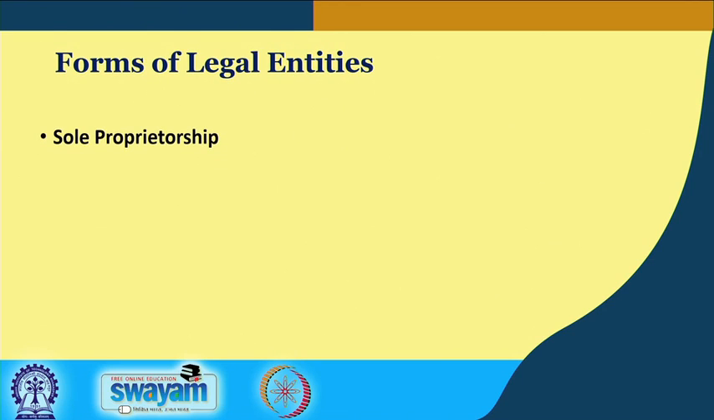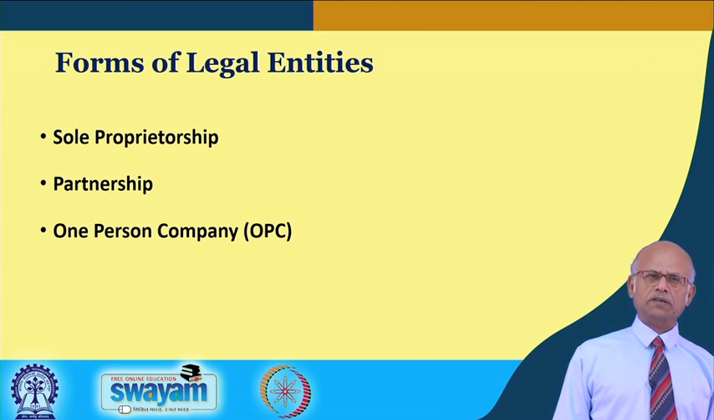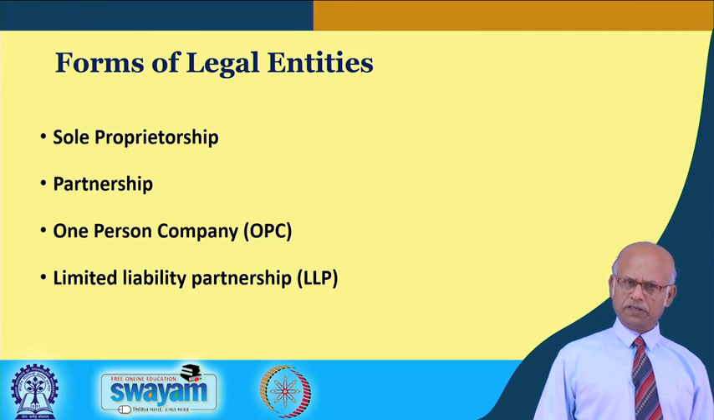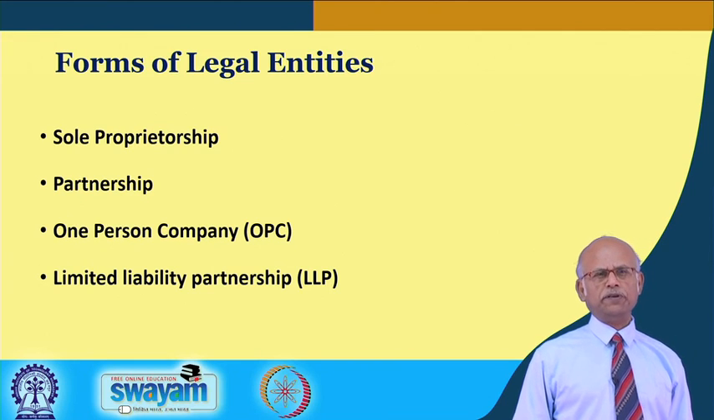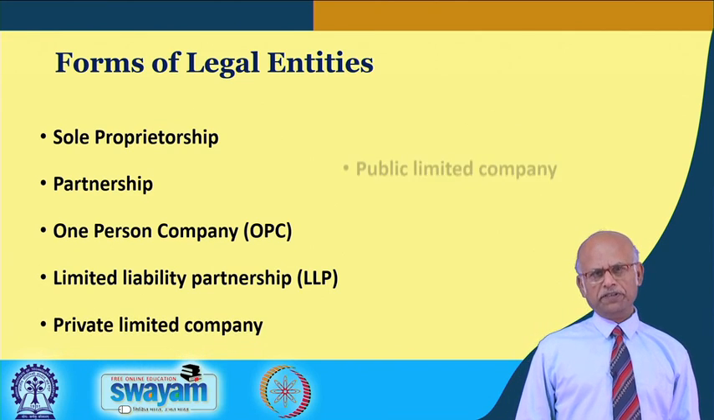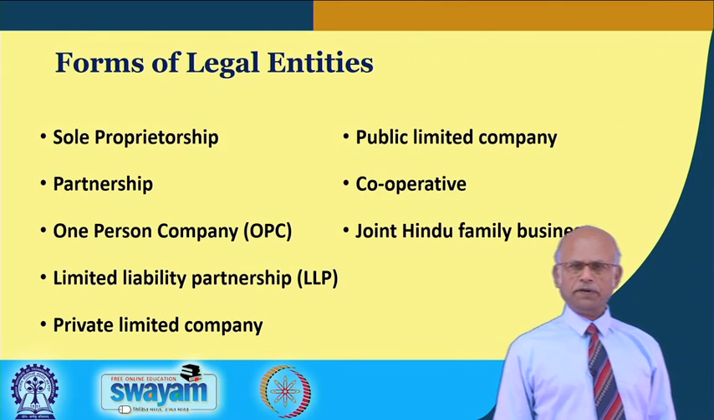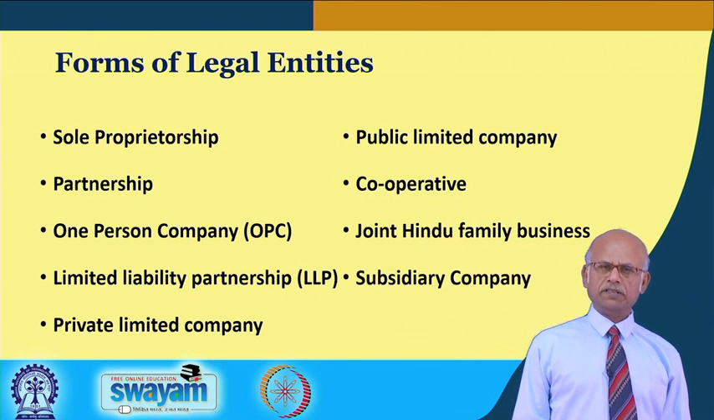Now, there are several forms actually. Start with sole proprietorship, the simplest form, and then partnership. Then one person company is a new kind of entity that has been allowed under the Companies Act 2013. Then we have limited liability partnership, again another new format of business. Then private limited company, public limited company, cooperative, joint Hindu family business, and subsidiary company.